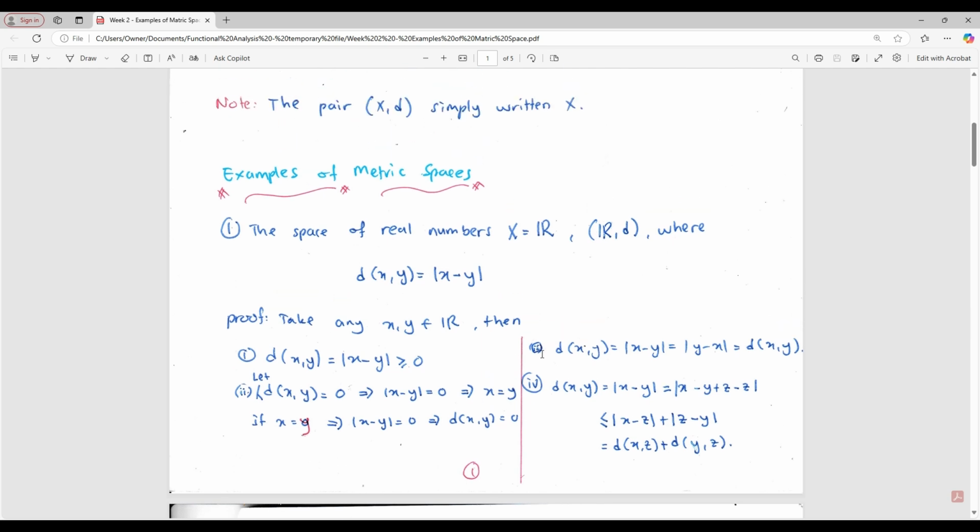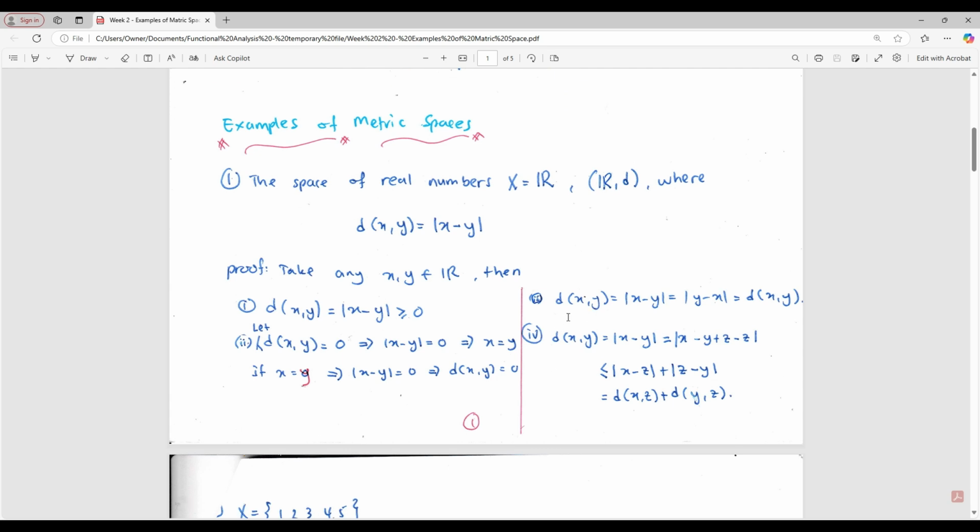So the third property is the symmetry property. So we start with the metric of x with y, which is equivalent to the absolute value of x minus y, and this one is also equivalent to y minus x, which is the metric of y with x. So this is a typo here, it should be the metric of y with x.